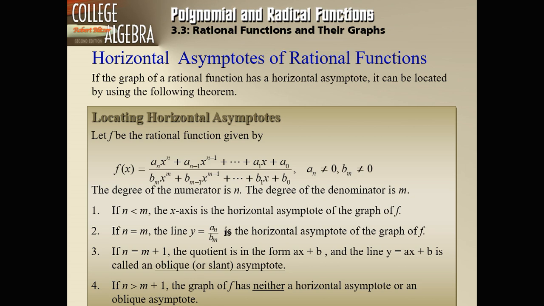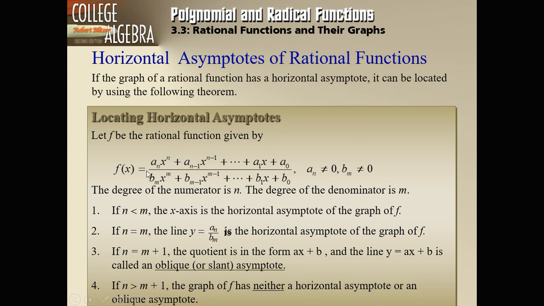Locating horizontal asymptotes. Let f be the rational function given by this formula. Ito yung rational function natin. And a of n is not equal to 0. Okay, yung a of n natin is yung first term, yung numerical coefficient natin, or the leading term. So, it should not be equal to 0. And b of m is not also equal to 0.